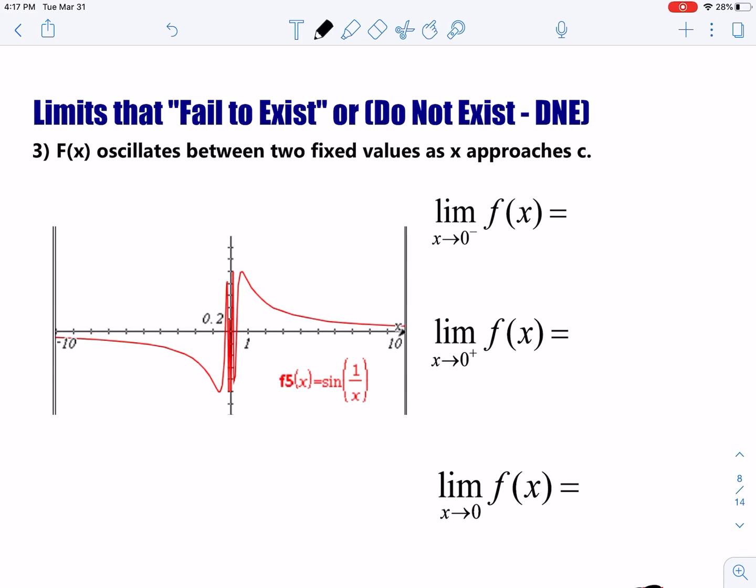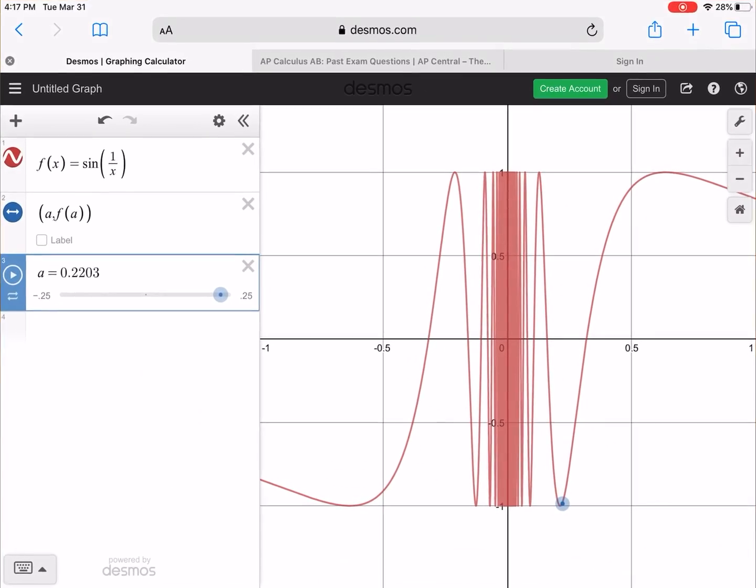You do not need to copy this one. Let's just sort of talk through it. This is probably the most common example to show a function that oscillates between two fixed values as x approaches c. It's sine of 1 over x. And let's see if my Desmos will load here. Yay. Okay, so here's more of an interactive view of this function.